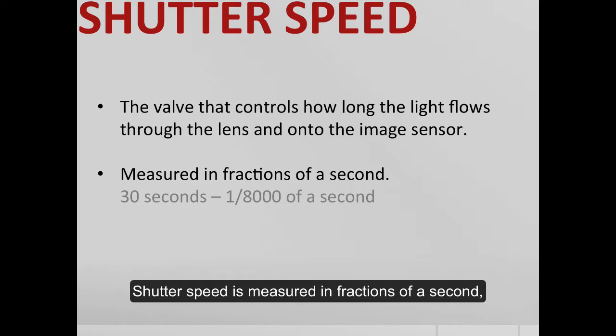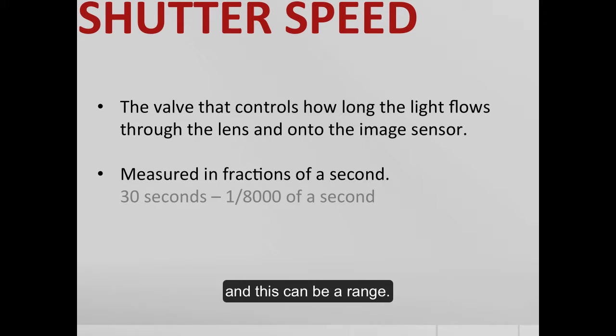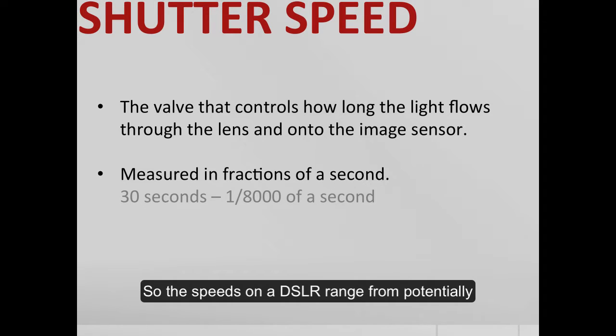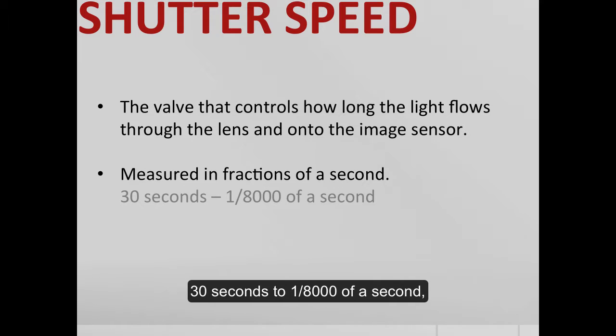Shutter speed is measured in fractions of a second. And this can be a range. It really depends on the camera, and every camera is different. So the speeds on a DSLR range from potentially 30 seconds to 1/8,000th of a second. And that's really where we can stop time and see some unbelievable things.